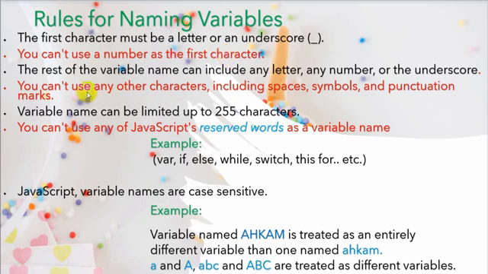You can't use a number as the first character. You can use numbers, meaning your variable name can have any number from 1 to 9 inside that variable, but the first character cannot be a number.